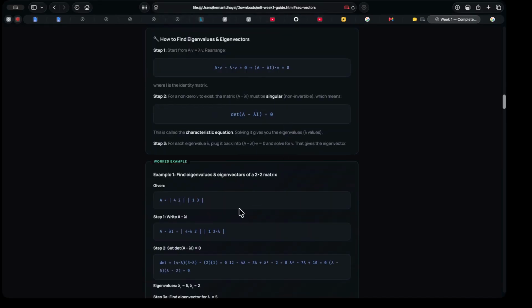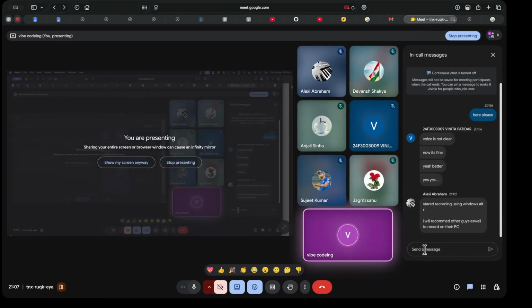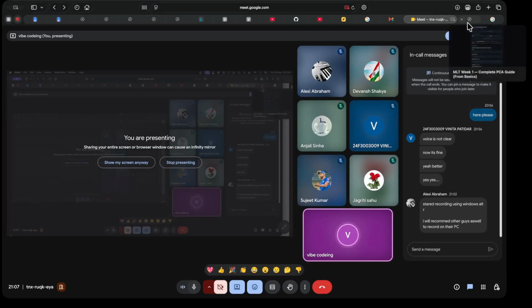Here we have an example for a 2 cross 2 matrix. 4 2 is row 1 and 1 3 is row 2. Don't mind the representation; we will do it properly next time. Next, can you find the eigenvalue and eigenvector of matrix A and give the response in the chat section? It will be very helpful to know if you are doing the determinant and the calculation right.